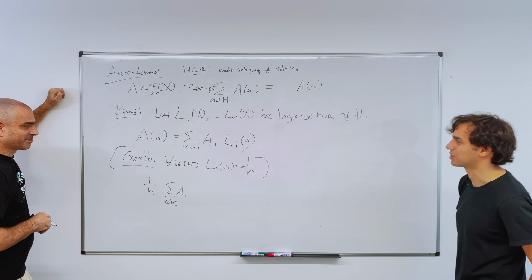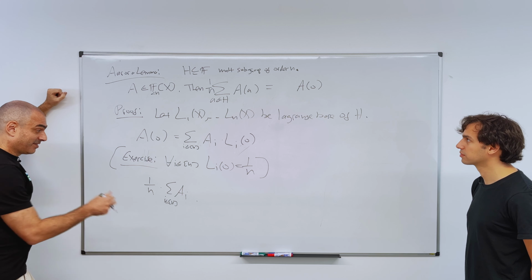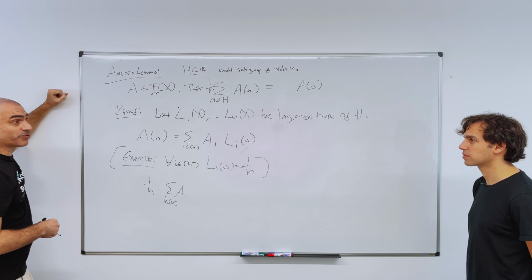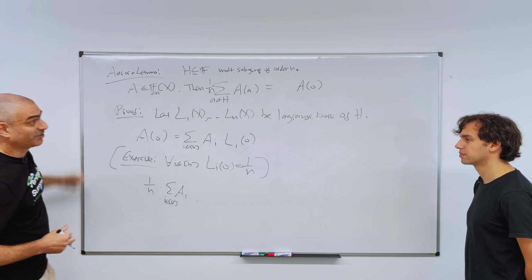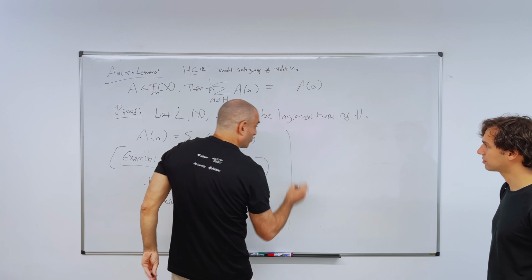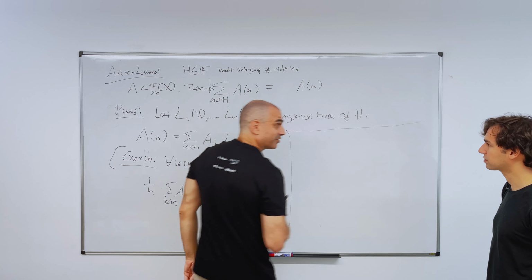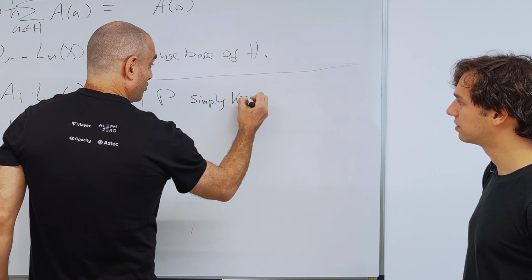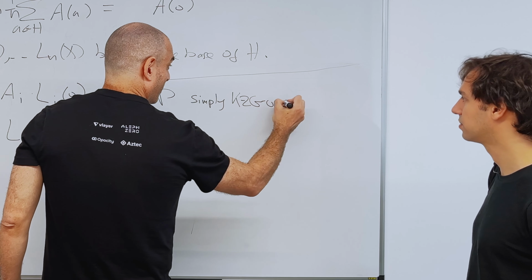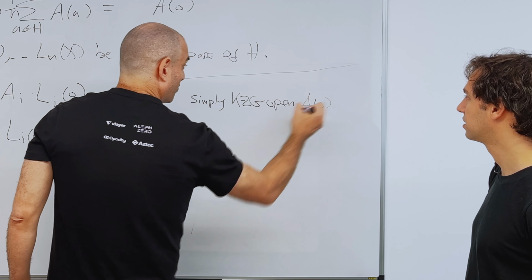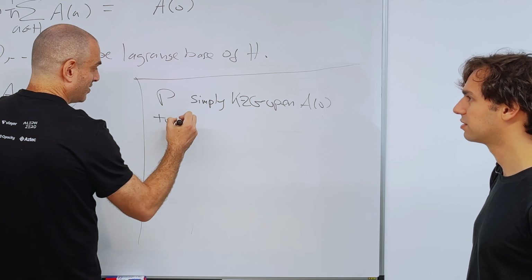Cool. So given this, what did we want to show for the Logup protocol? We wanted to show that the sum of A's values on the subgroup is 0. And now this Aurora lemma gives us a very convenient way to do this. So P will simply KZG open A of 0 to 0.